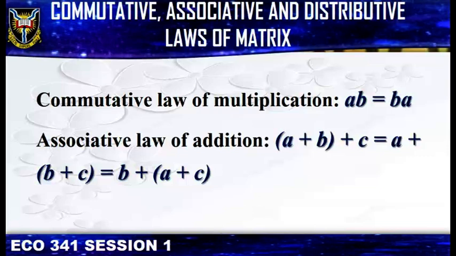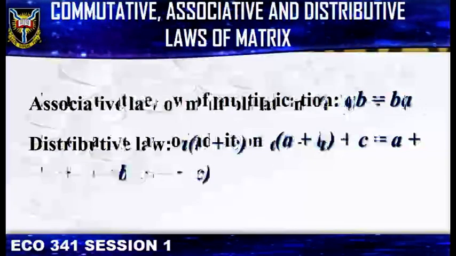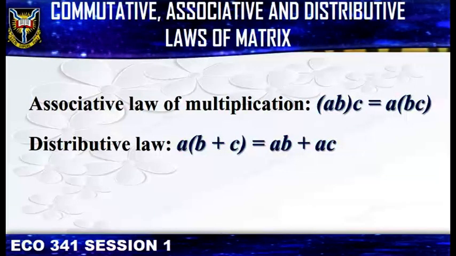Associative law of addition: (A + B) + C = A + (B + C) = B + (A + C). Associative law of multiplication: (AB)C = A(BC).